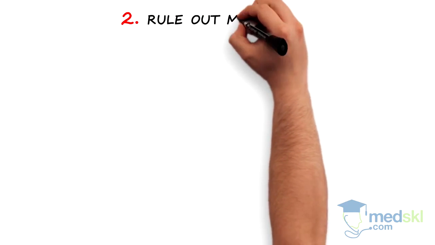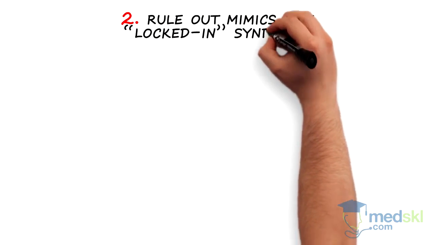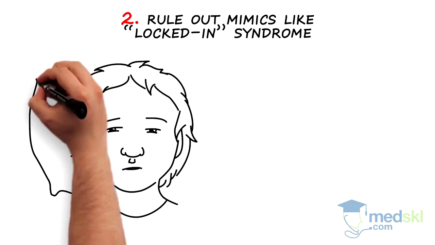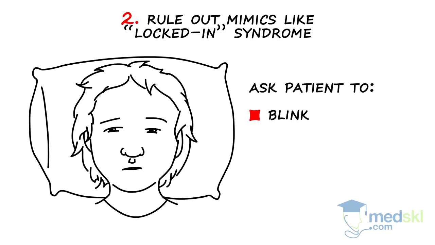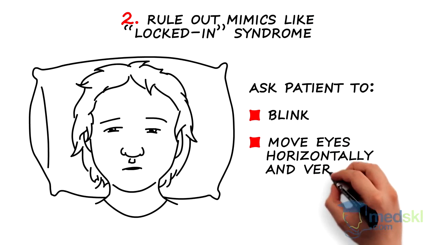2. Rule out mimics. Make sure the patient does not have locked-in syndrome by asking her to blink and move her eyes horizontally and vertically.